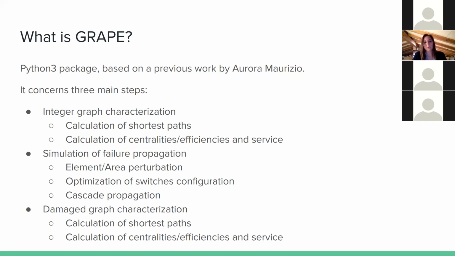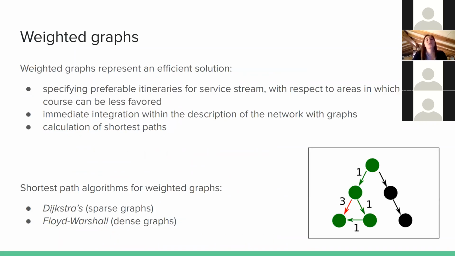And whenever we perturb the system, we then optimize the switches configuration and we propagate the damage in the graph with a cascade effect. So going from one node to the neighboring node and so on. After the simulation of the failure, then we give a characterization of the damage graph, again with the calculation of shortest path and of all the other measures that allow us to describe the graph in a, I would say, really precise way. Okay, so we want it to be as quantitative as possible in our description.